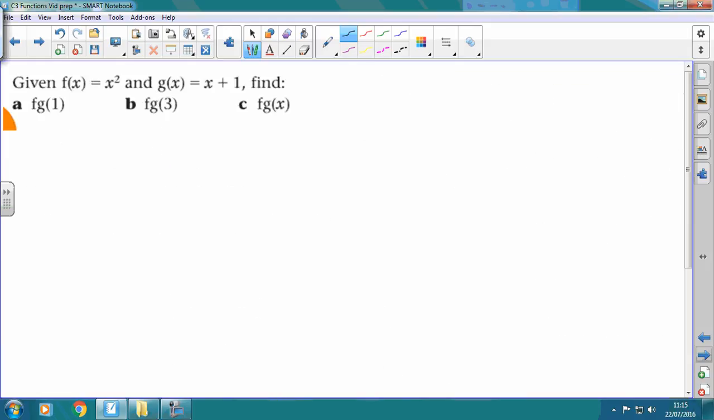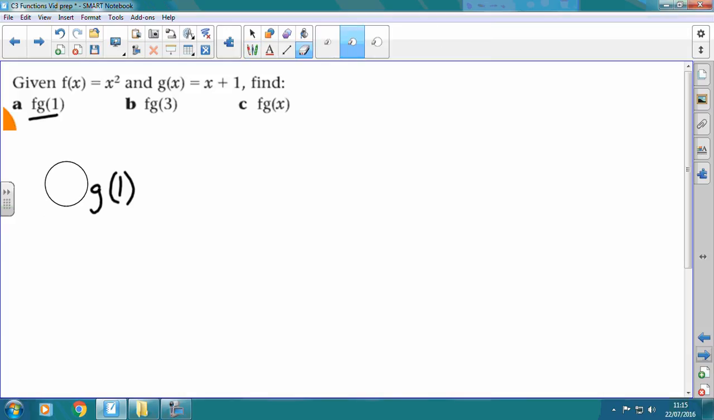Right, now we've got f of x equals x squared, and g of x equals x plus 1. What we're going to do is work out what fg of 1 is. Now what this means, for fg of 1, if we cover up the f, we're going to stick 1 into g of x. And whatever answer we get, we're going to stick that into f of x. So if we put a set of brackets around, it's slightly easier to understand. We're going to substitute 1 into here, work out what the answer is, and put that answer into this one here.